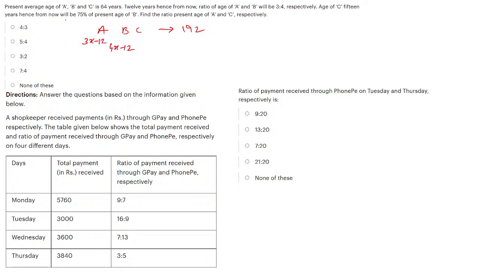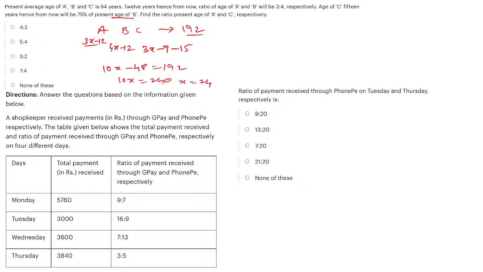Now age of C 15 years hence is 75% of the present age of B. So this is the present age. So 75% of this, that is 3x minus 9, right? Multiplied by 3 by 4, 3x minus 9. Now this is the age of C after 15 years, right? So what is the present age of C? Minus 15. So this is the total age is already given. So 3, 3, 6 and 10x. 10x minus 24 and minus 24. So minus 48, which is equal to 192. That means 10x equals to 240. So value of x is 24.